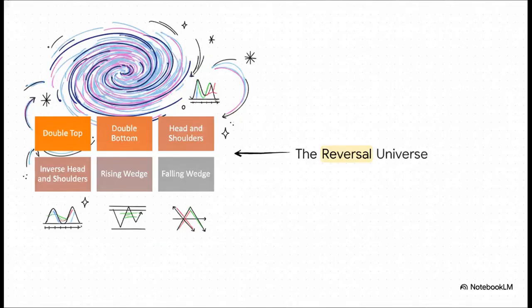So, welcome to the reversal universe. There are just 6 key patterns we're going to master here. You've got the double top and double bottom, the head and shoulders along with its inverse, and then the rising and falling wedges. And honestly, that's the whole shebang. It's a really manageable list, and once you actually train your eyes to see them, they just kind of jump right off the screen at you.